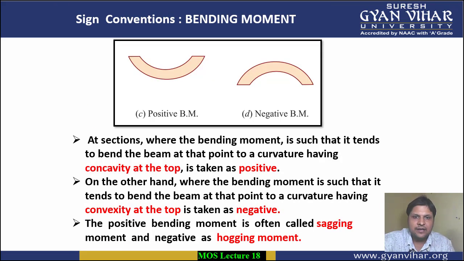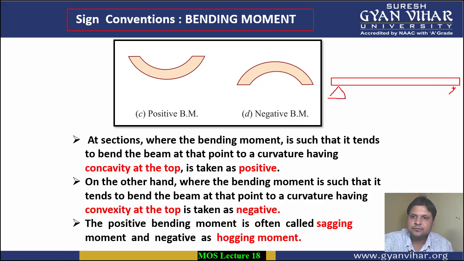Again, at a section when the bending moment is such, now we will discuss the sign conventions for bending moment. For bending moment at any section, for example, if this is the beam which is supported here and here, and this is a section, if you have to find the bending moment at this section, then how will you find it?